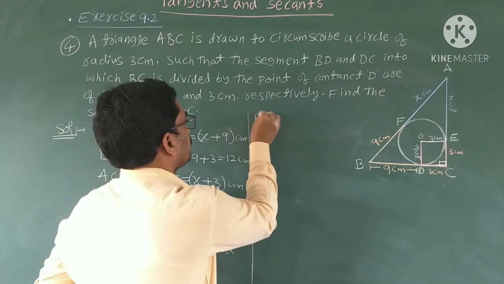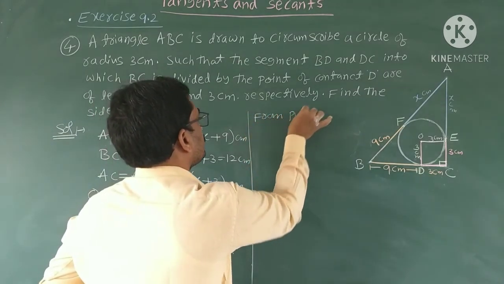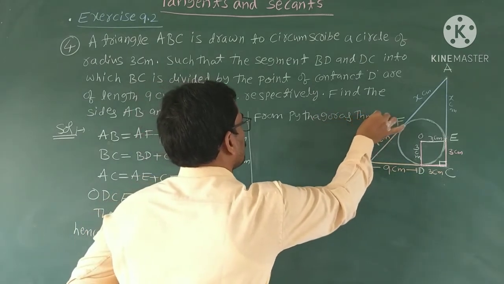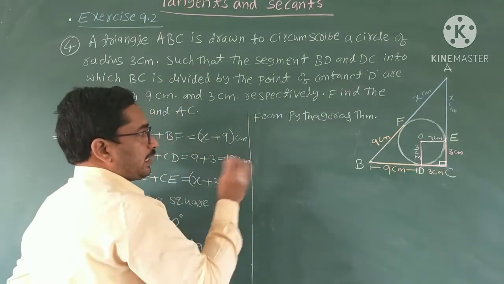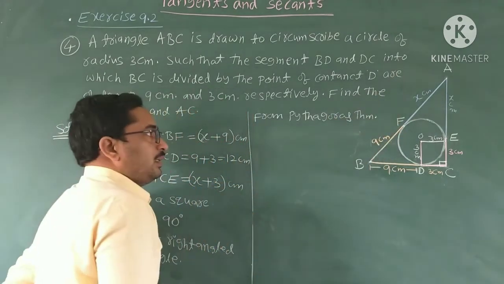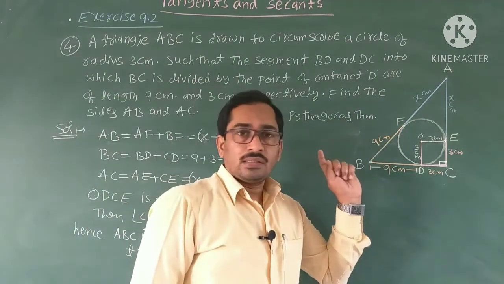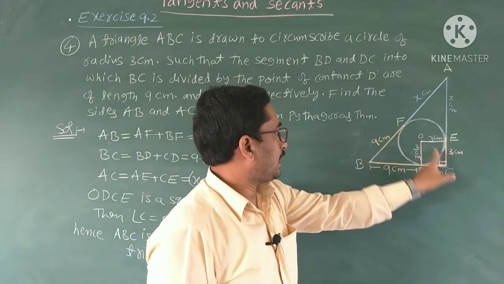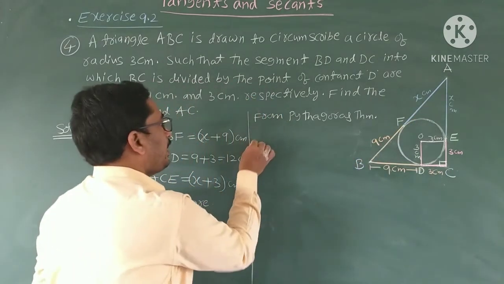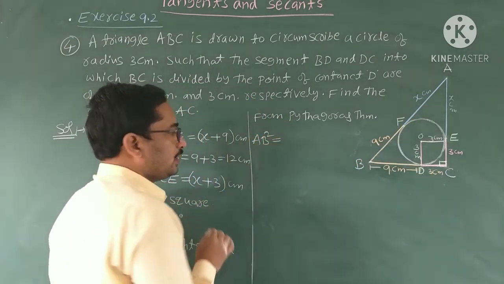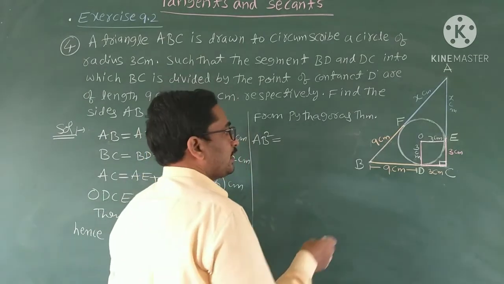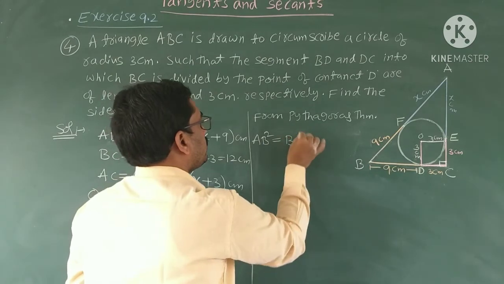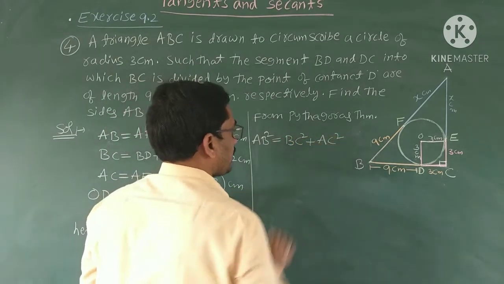From Pythagoras theorem, apply the Pythagoras theorem for the triangle ABC. So the longest side square equal to sum of the squares of remaining two sides. The longest side is always opposite to right angle, that is AB. So AB square equal to sum of the squares of remaining two sides. The remaining two sides are BC and AC. So AB square equal to BC square plus AC square.